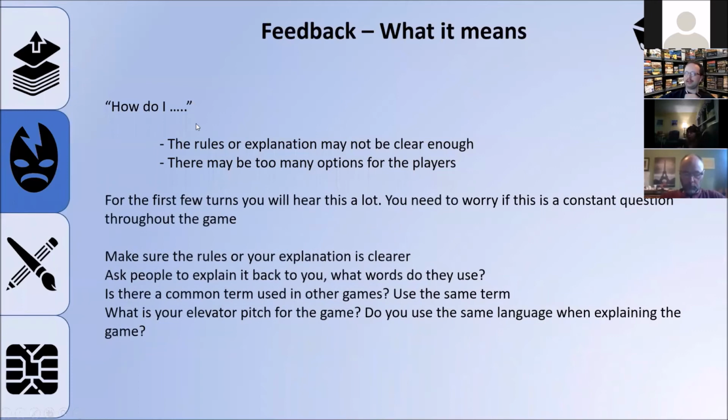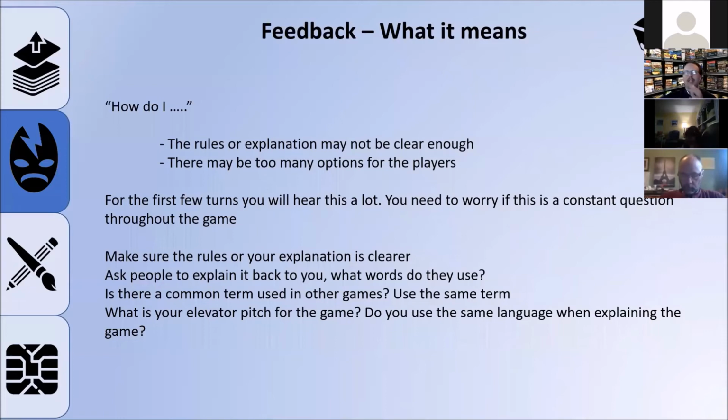So again, for the first few turns, and often for shorter games, for the entire first, sometimes the entire second playtest, you're going to hear it quite a bit. But for longer games where actions are performed on a regular basis, people have the same options open to them all the time, or shorter games where you're getting into your third, fourth playtest, and people are still asking how they do something, then you know that there's an issue at that point.